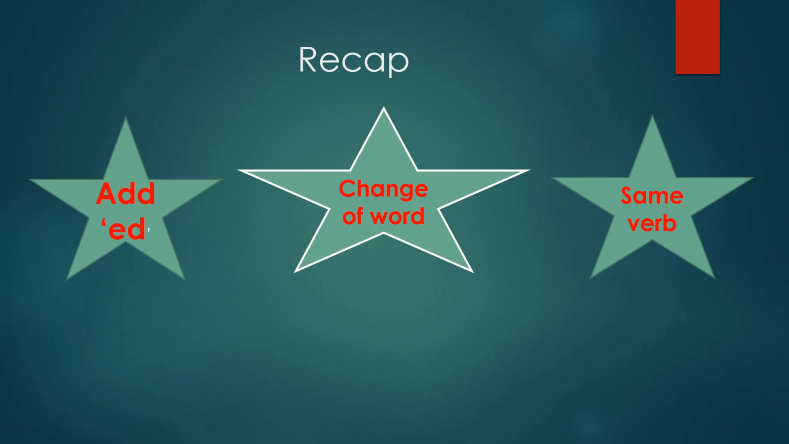We'll have a recap soon. If you have to change an action word into past, you have three methods: by adding ed to the word, the second one is changing the word completely, and the third one is same as the action verb. So these are the three forms in which you can change your action word.